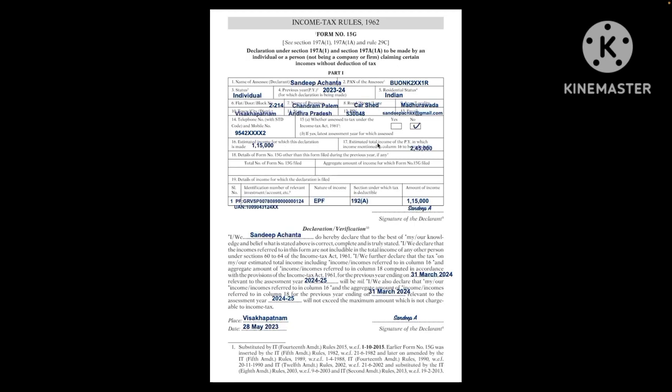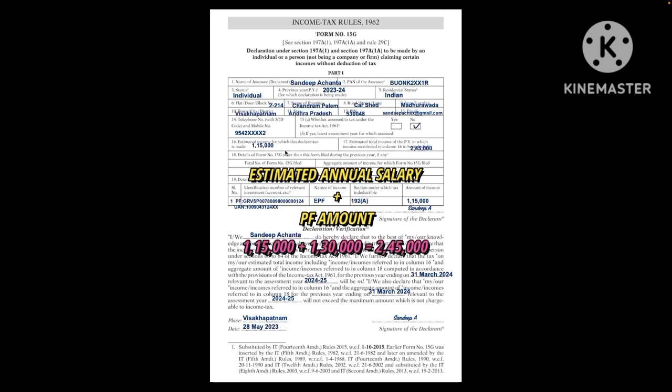In field number 17, you have to mention your estimated total annual income plus your total EPF amount which you are withdrawing currently. For example, here the total EPF amount which we are withdrawing is 1,15,000 rupees. And the estimated total annual income of this particular person is 1,30,000 rupees. So the total amount will become 2,45,000 rupees.